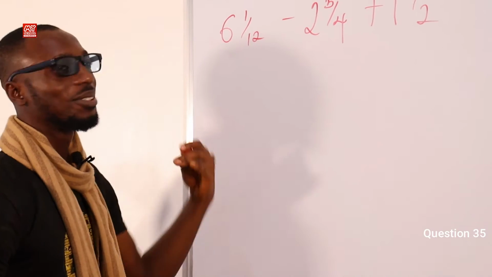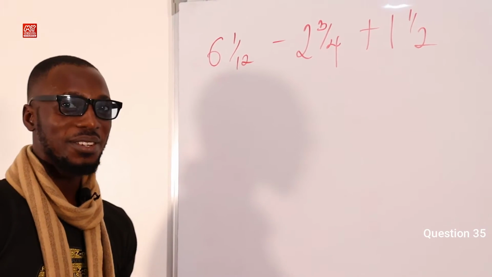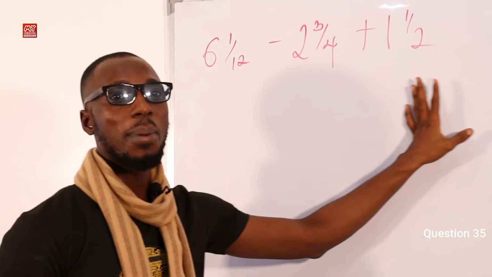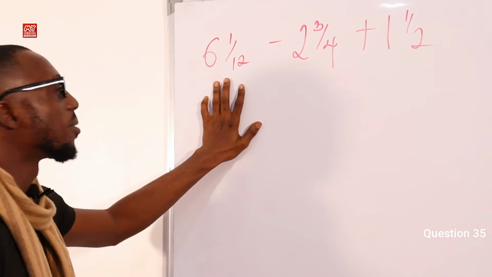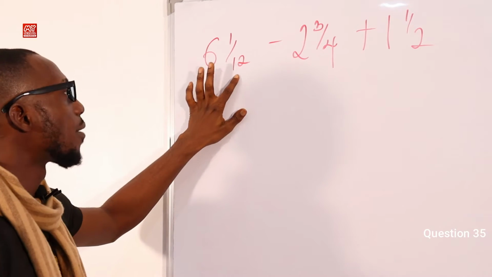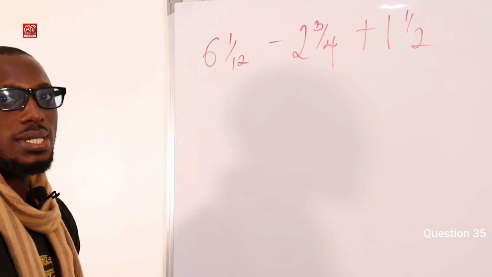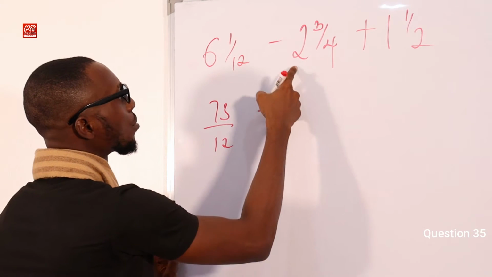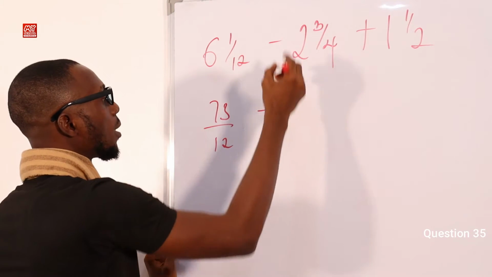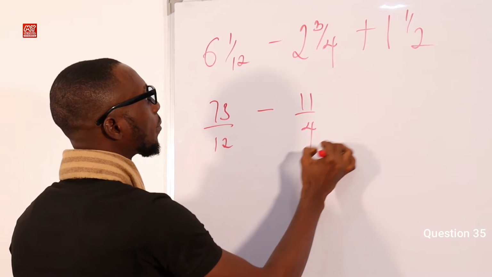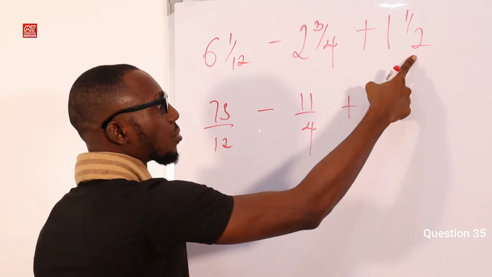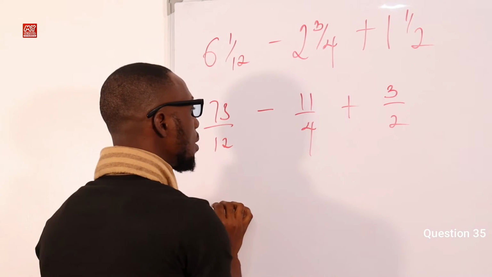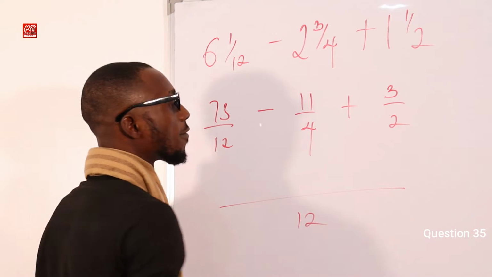At first, we can do this using a well-known method. Okay, we have to change all of this to improper fractions. So let's change this to an improper fraction. 6 times 12, 72, plus 1, 73. Minus 2 times 4, 8, plus 3, 11. 1 times 2, 2 plus 1, we have 3 over 2. So the LCM here should be 12.